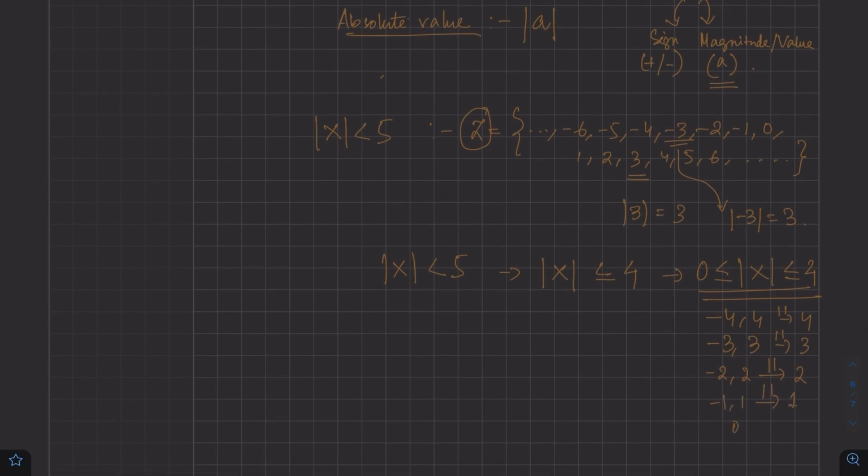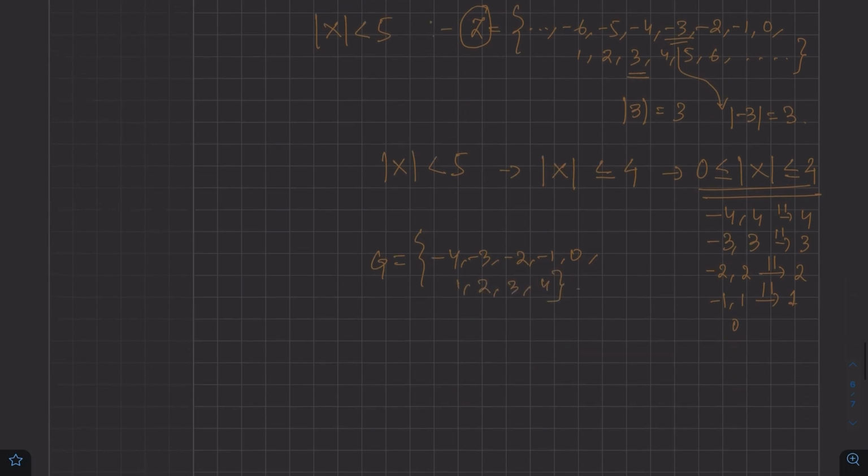Similarly, minus 3 and 3, minus 2 and 2, minus 1 and 1, and 0 as it is, it doesn't have any negative counterpart. It's just 0. Keep in mind, we cannot have minus 5 and 5 as a solution of this particular set. So we need to find all such x which belong to integers which satisfy this particular condition.